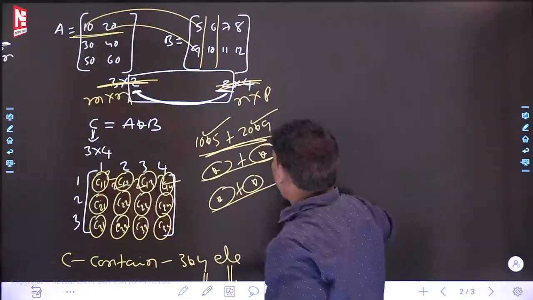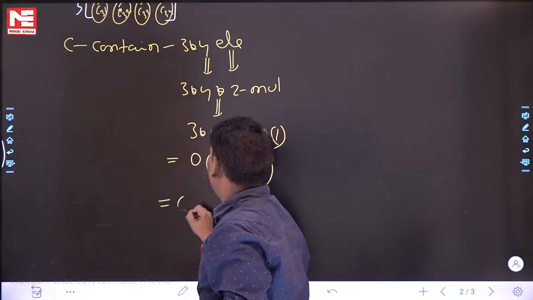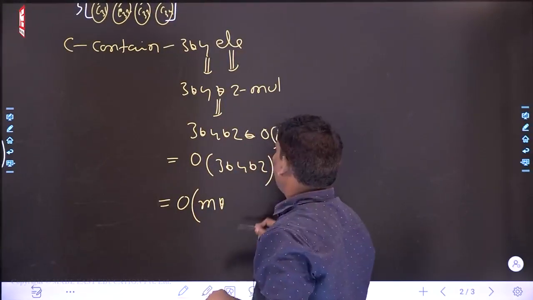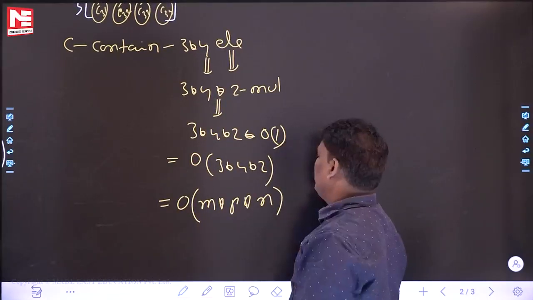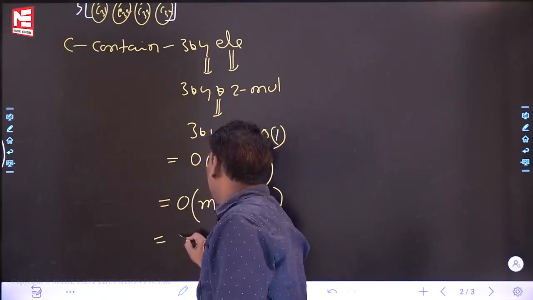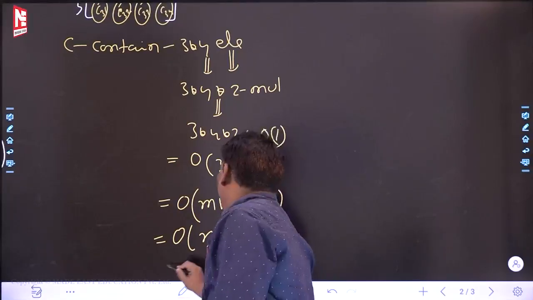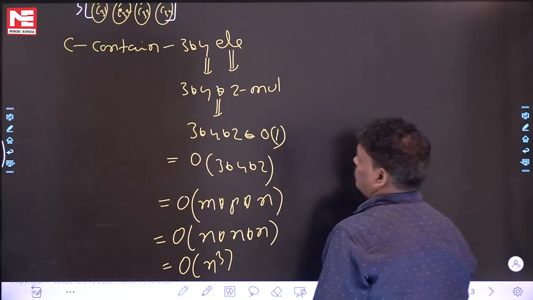Then can you help me now? What is the answer? The time complexity is going to be big O of, what is the answer? 3 means m, right? 4 means p. 2 means n. Right? Verify yourself. Suppose assume that all 3 are equal, then what is the answer? Big O of n into n into n. Finally, big O of n cube.